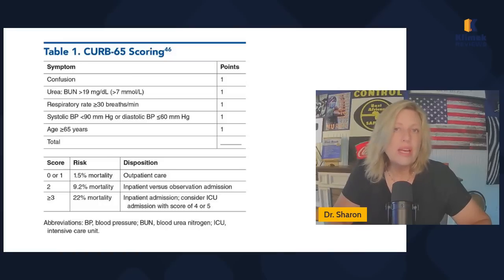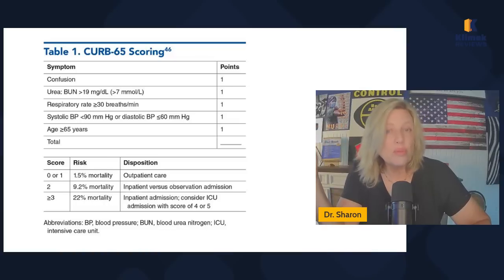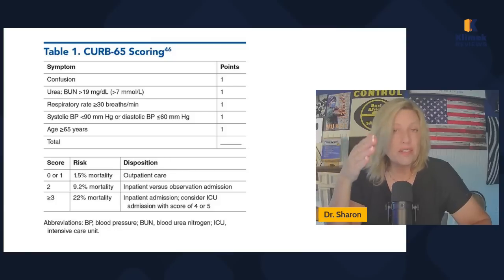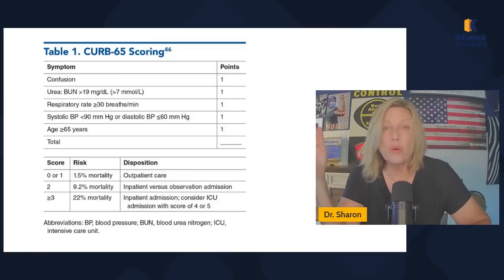When do we have to admit them to the hospital? So here, if you look down at the scores, 0 or 1, look at mortality. It has a pretty low mortality, although 1.5% mortality, in my opinion, is still kind of high, but we will treat them outpatient as a 0 or 1. If they go up to 2, they're almost at a 10% mortality rate, and so we're going to have to treat them inpatient. And if it's 3 or greater, all of a sudden we have almost a 25% mortality rate. They're going to be admitted to the ICU.